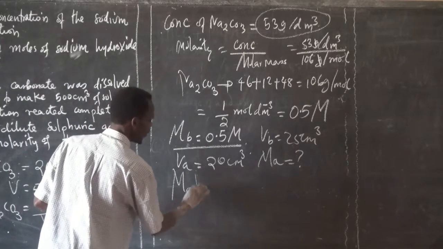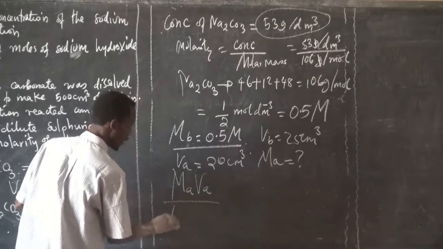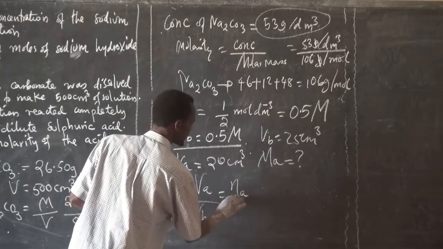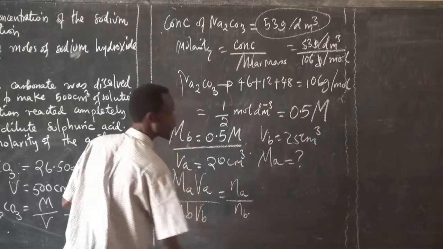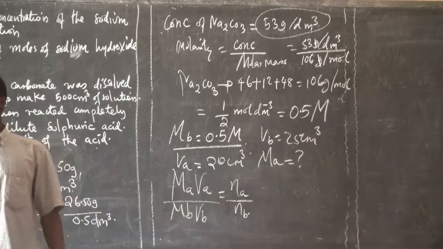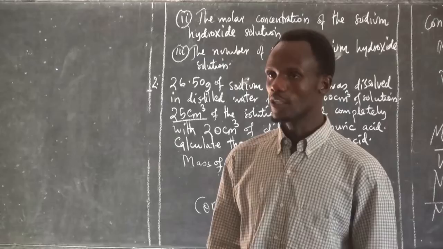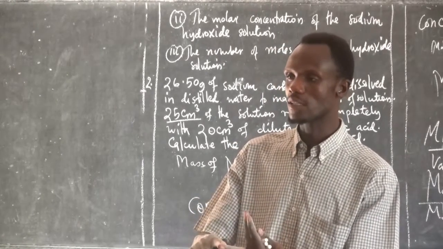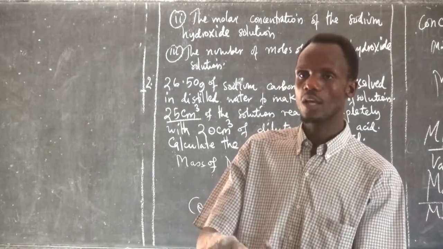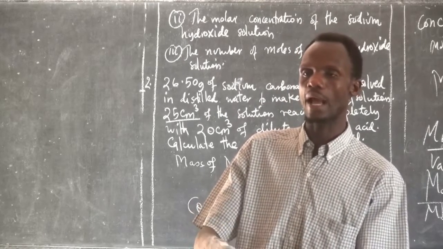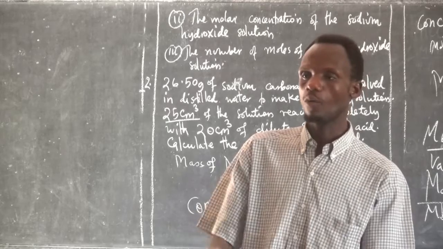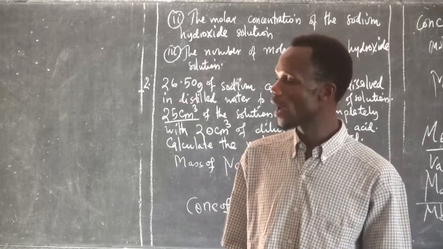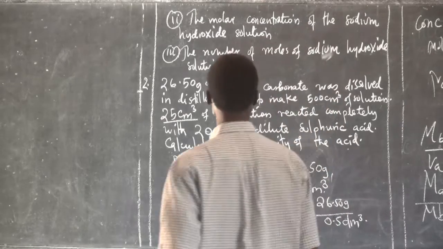Molarity of acid times volume of acid, over molarity of base times volume of base, is equal to number of moles of acid over number of moles of base. After writing the formula, it's our task to identify the terms. Do we have molarity of acid? No. Volume of acid? Yes. Volume of base? Yes. Number of moles of acid? Not there. Number of moles of base? No. Molarity of base? It is there. Now we have to find the number of moles of acid from the equation.